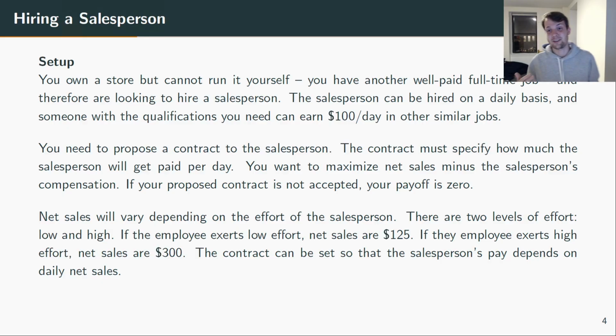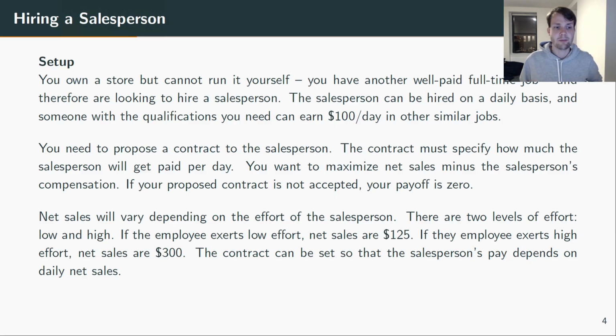The salesperson you can hire on a daily basis, and we know that for the kind of person we're talking about, we have to pay at least what they could make elsewhere, $100, which means we have to pay them at least $100 in expectation. So we're going to propose a contract to them. The contract must specify how much the salesperson will get paid per day, and we want to maximize the net sales minus the salesperson's compensation. So we want to make as much money for us as we can. And if our proposed contract is not accepted, we get 0. If the salesperson says that contract sucks, I'm going to get more money if I work elsewhere, and leaves, then we get 0.